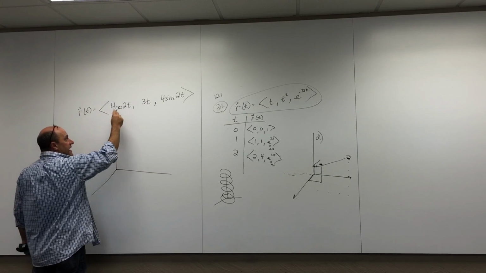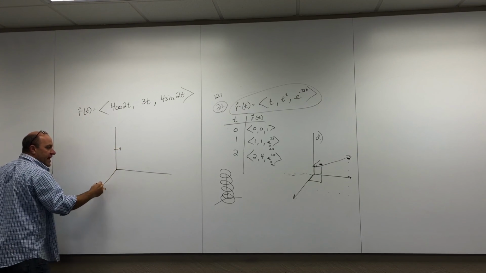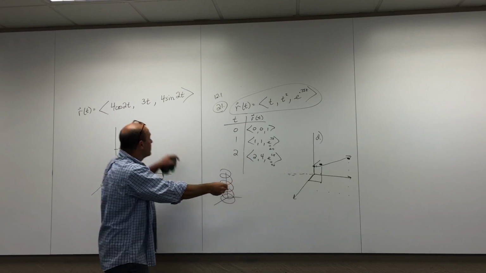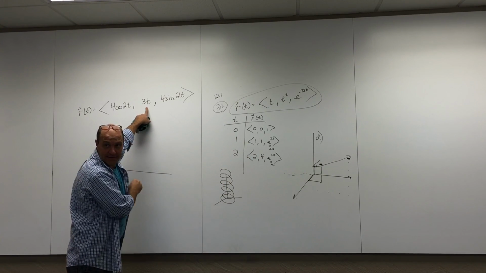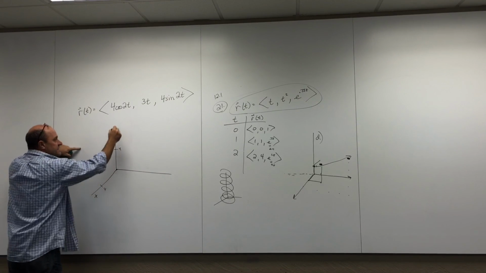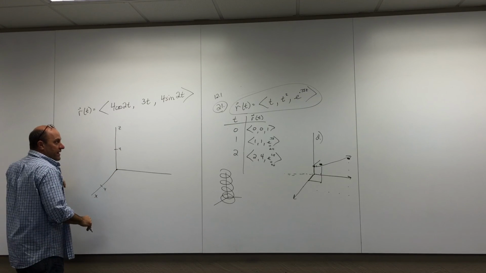Hang on, what am I saying? Radius of 4 in the xz plane, and it's going around the y-axis. The y-axis is growing linearly as you have circular motion in the xz plane. Are you guys okay? Is it because it's missing a trig function?